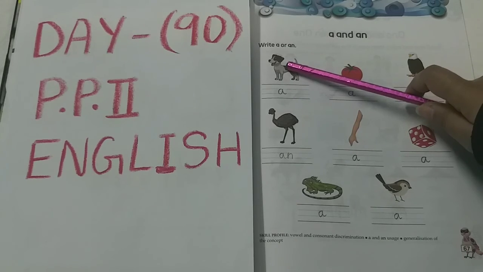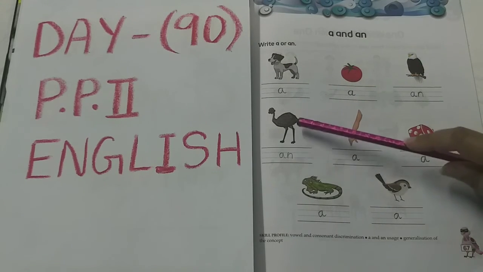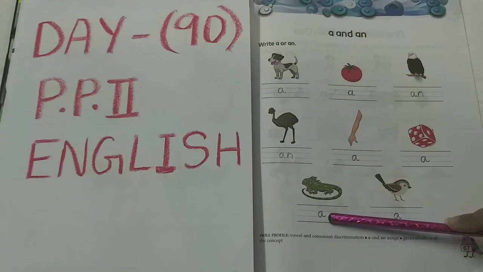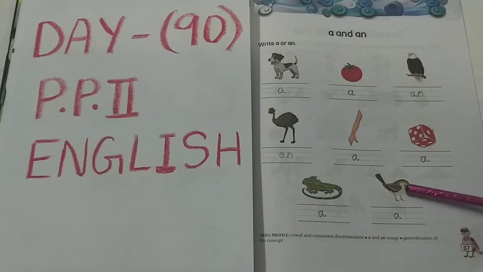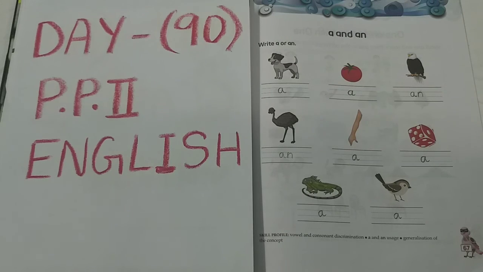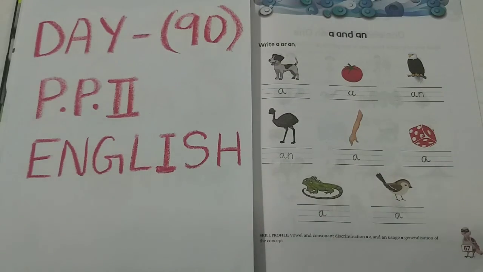A dog, a tomato, an eagle, an emu, a hand, a dice, a chameleon, a bird. See children, if the thing starts with A, E, I, O, U, those are vowels, so we will use an. If the word is starting with any letter which is not a vowel, that is a consonant, so we have to write a. Okay children, hope you have understood.